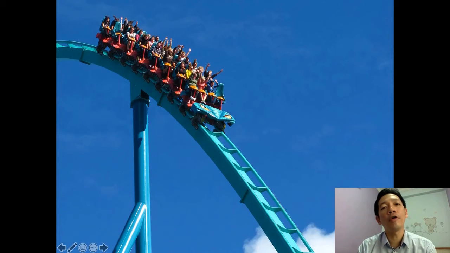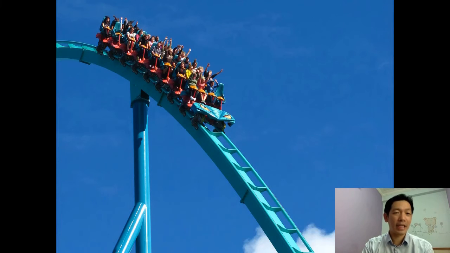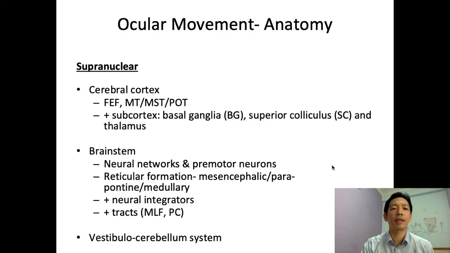So let's move on to the anatomy of your ocular motility. We start with the topmost of the system, which is your cerebral cortex, and then all the way down until your extraocular muscle itself. As we mentioned before, the easiest way is to further divide this whole system into the supranuclear and the infranuclear system. The supranuclear system is further divided into the cerebral cortex, the brainstem, and another supporting system in your supranuclear pathway, the vestibulocerebellum system.